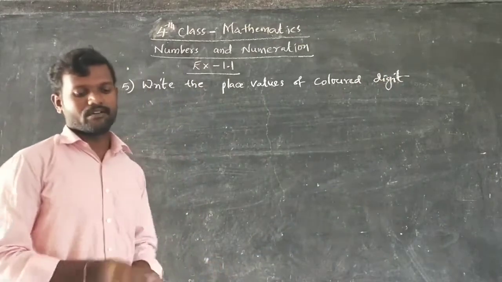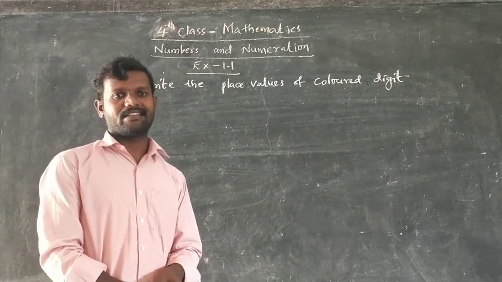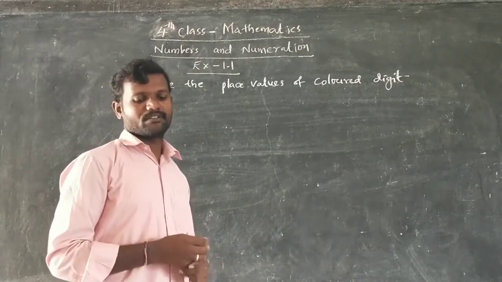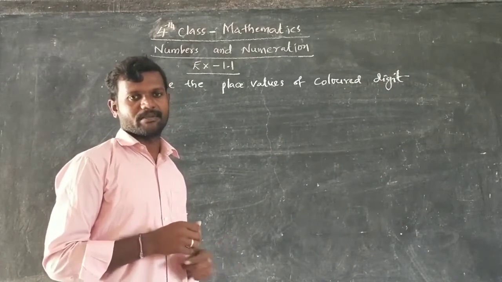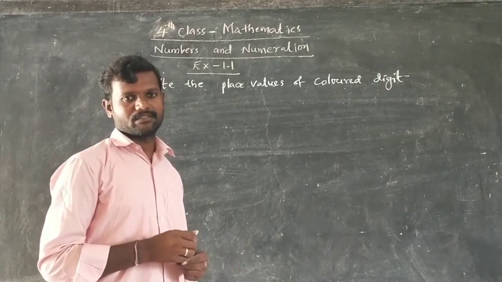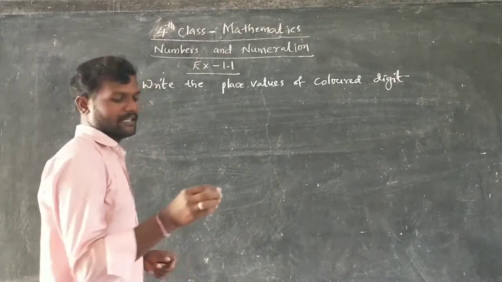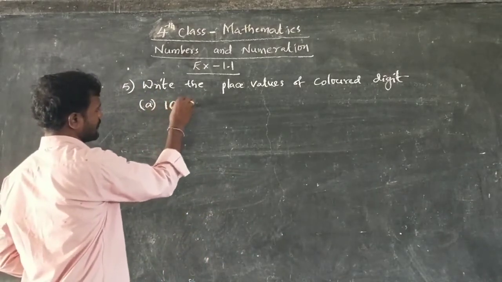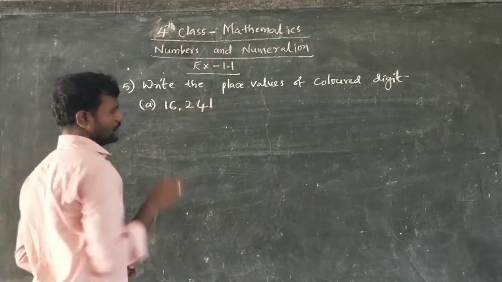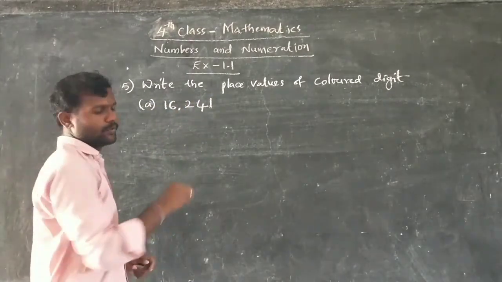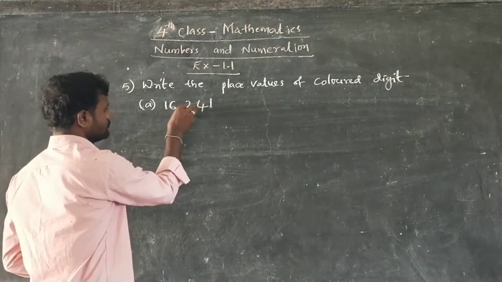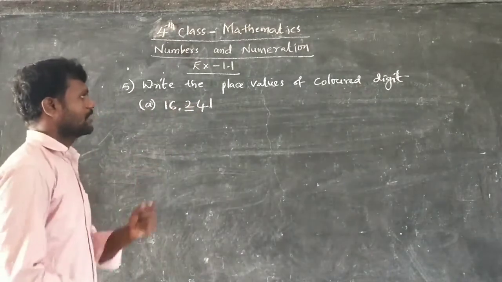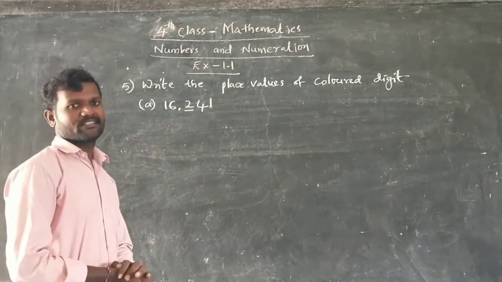Write the place value of a colored digit in each of the following. If you observe the textbook page number 10, that is the 7th bit in exercise 1. In that 7th bit, one number is colored, so I am writing an underline for that. Which number is colored here? 2 is colored. Okay, what is the place value of 2?